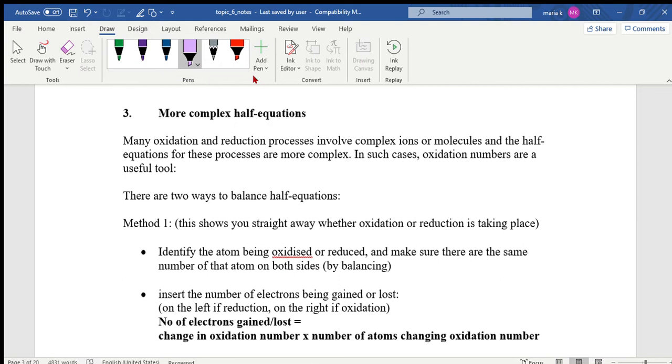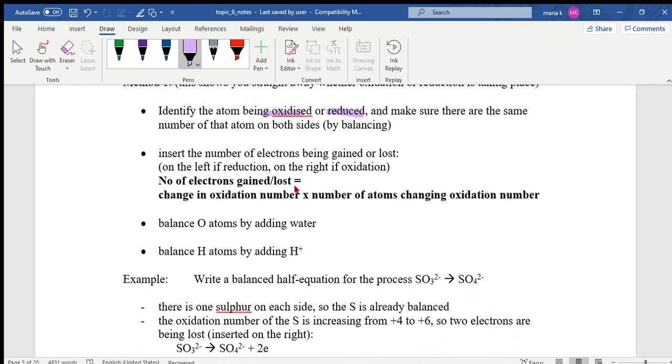So let's take a look at the steps to balance half equations. Method 1. Identify the atom being oxidized or reduced and make sure there are the same number of that atom on both sides by balancing. First, I would balance the oxygen atoms by adding water to the right side. Then you balance the hydrogen by adding H+ ions on the left side. And finally, if there's any excess of charge, then you add the electrons. If reduction is occurring, they go on the left, otherwise the electrons are put on the right.